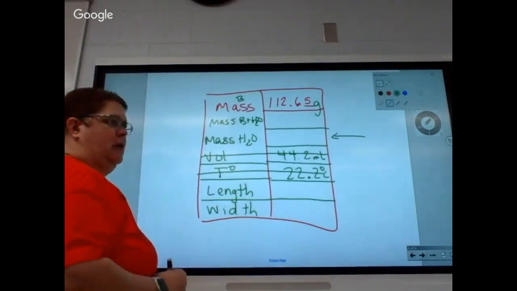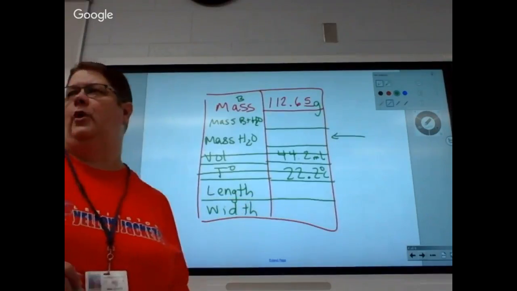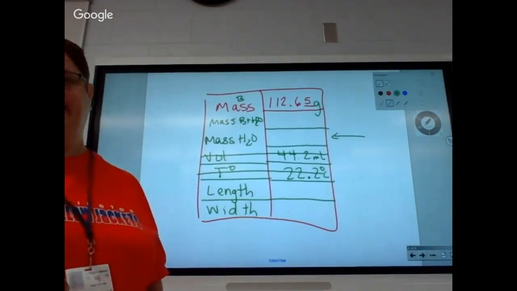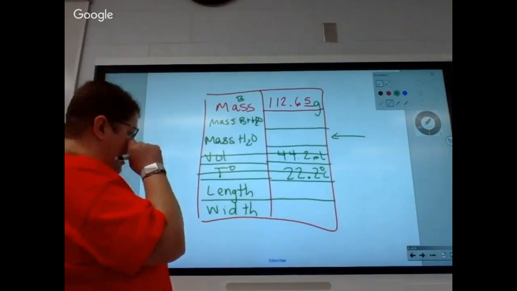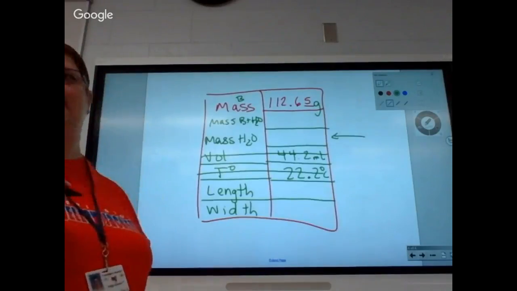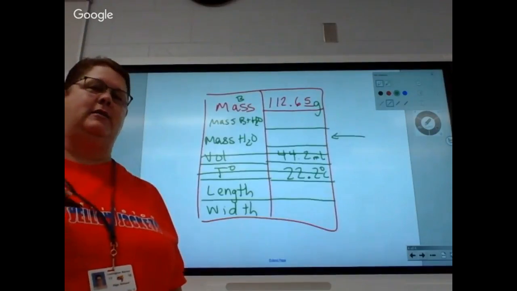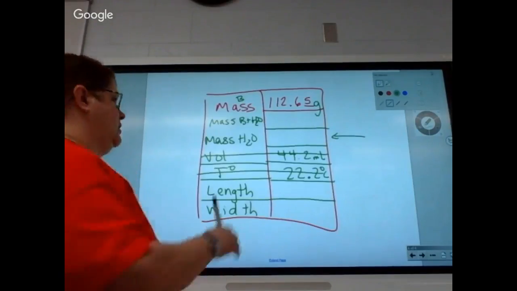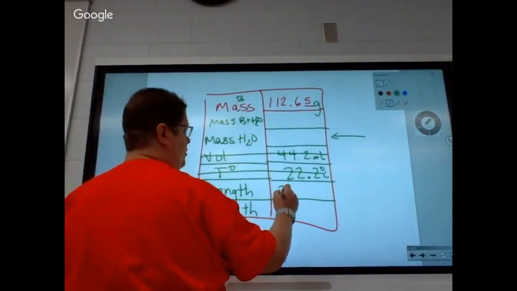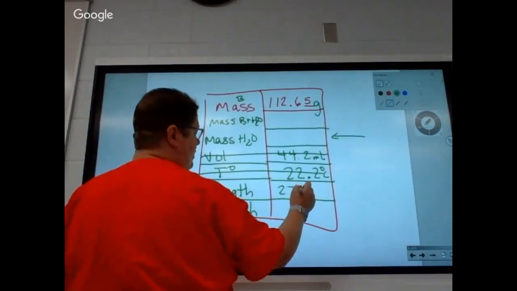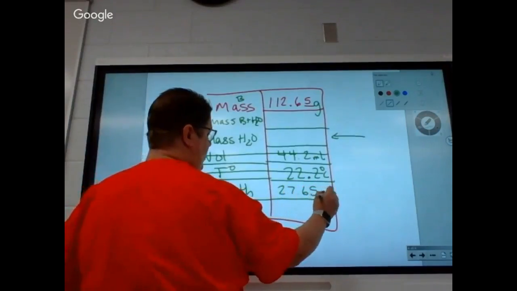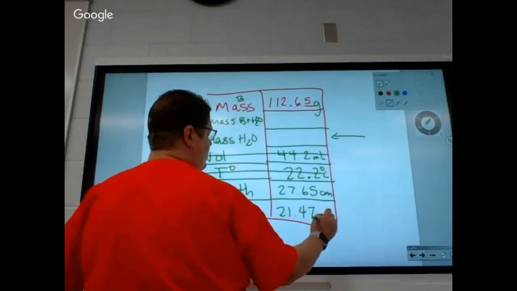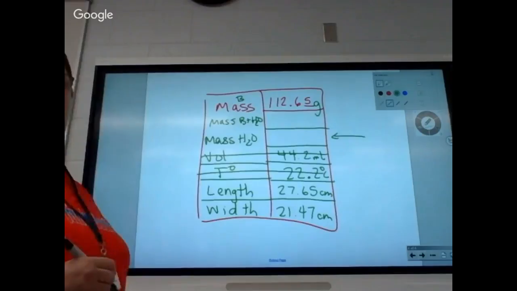You're measuring, and a couple of y'all did inches. Are we using metric or English units? So I want centimeters, right? So centimeters reads in tenths. So if it reads in tenths, how many places behind the decimal should y'all have? 2. It's just like these. So most of y'all were like 27.65 centimeters and 21.47 centimeters. You got to have 2 places behind the decimal.